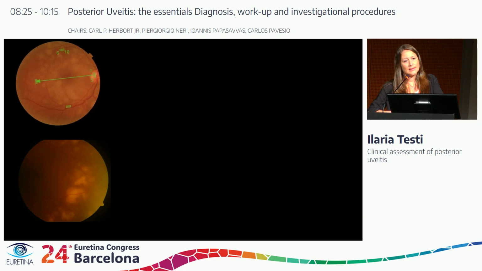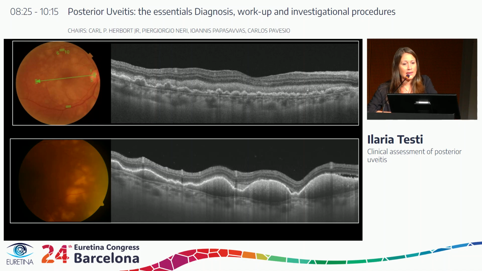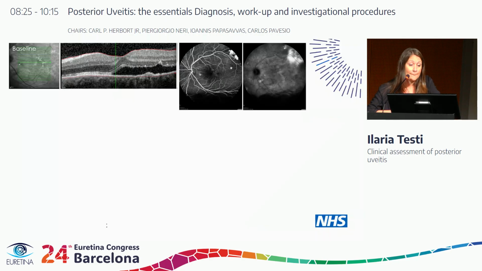This is another case, a patient referred to us for choroiditis. However, when we performed an OCT scan, we saw that there was something in the subretinal space. So subretinal space is quite an unusual location, I would say, for uveitis. So even in this case, make sure you don't miss masquerade. And this is a patient that was diagnosed with lymphoma.